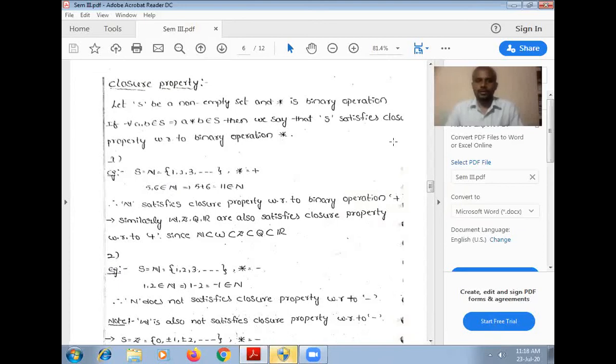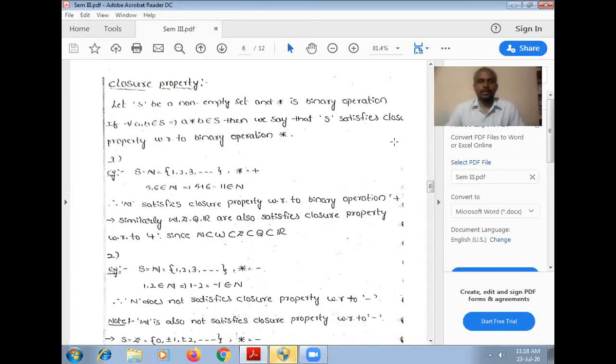Dear students, yesterday we discussed some properties and definitions. Today I continue the class from the previous class. Today I am telling the property of closure property. Closure property is nothing but about a binary operation, and we know what a binary operation is. Now I am telling the definition of closure property.